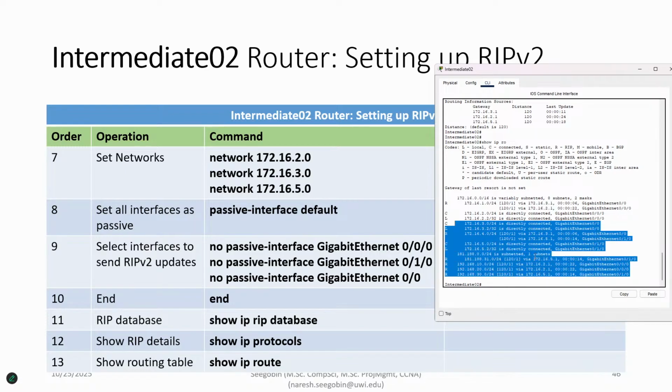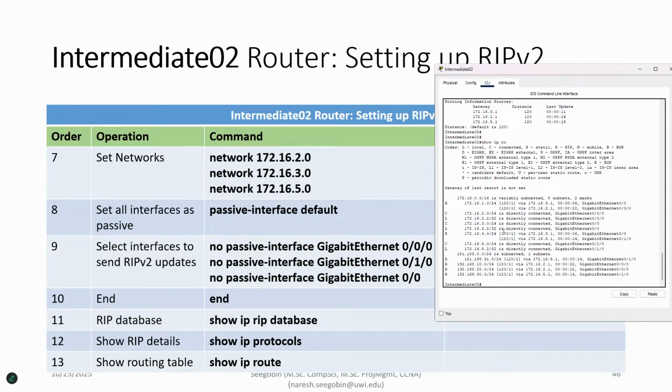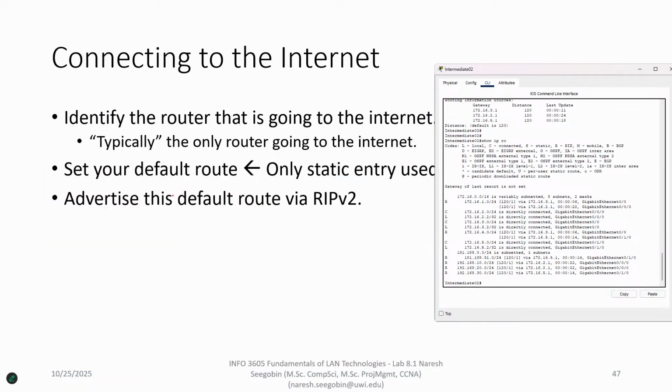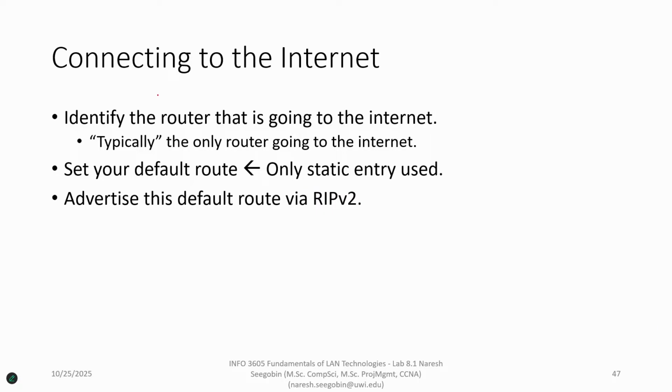And what happens when a link goes down? This is how to change it statically, right? So that's why the dynamic routing protocols like RIP do a good job. Right? So now we're going to do connecting to the internet.